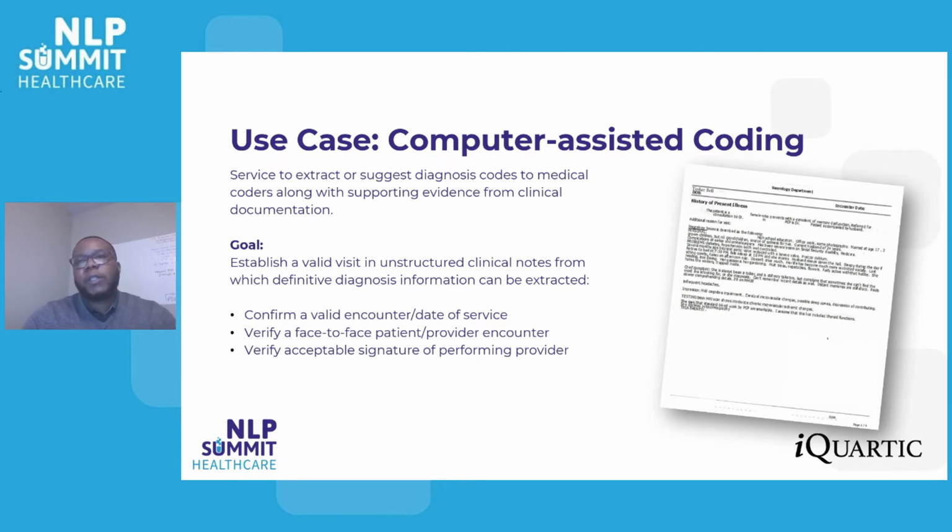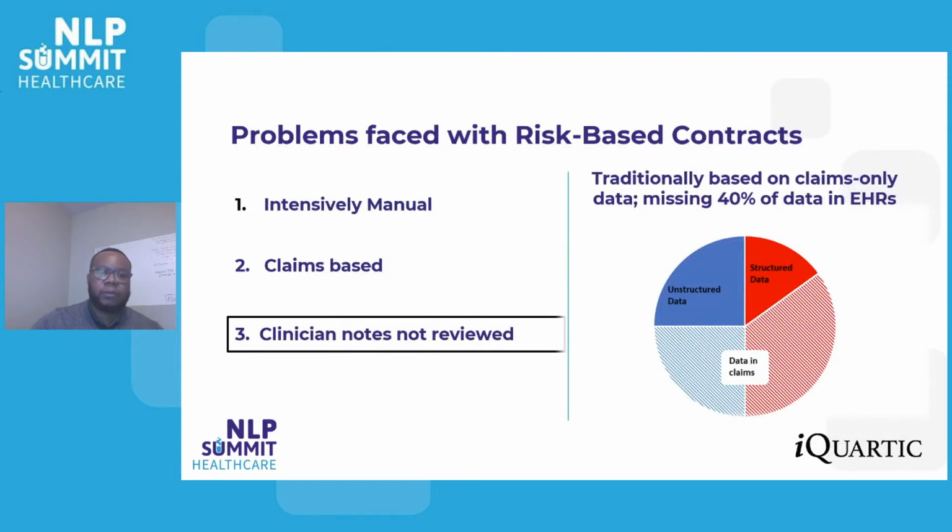There are three criteria that help us establish a risk-adjusted valid visit. First, we want to confirm that there's a valid encounter that occurred, that there's a valid date of service that exists. We want to make sure that there's evidence of a face-to-face interaction between a patient and the provider. And lastly, we want to make sure that there's an acceptable signature that affirms the validity of the accreditation of the provider.